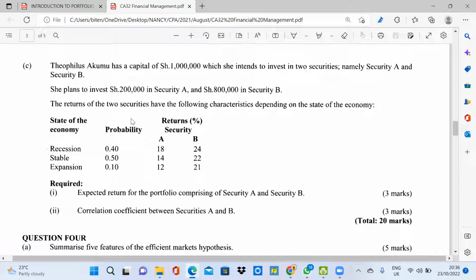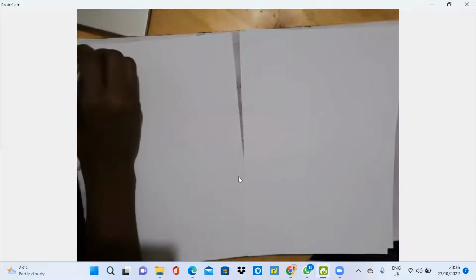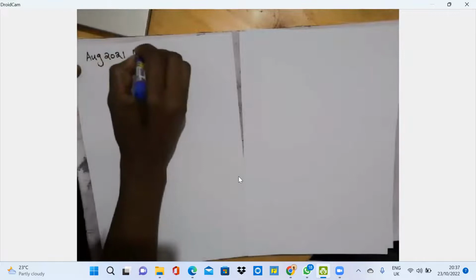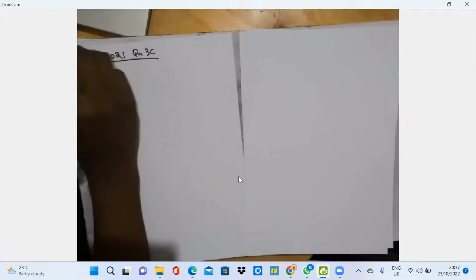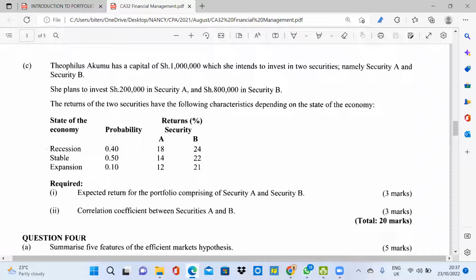So we said expected return, you just take the probability times the returns. So this is the August 2021 question 3C. So the question states what? Expected return.